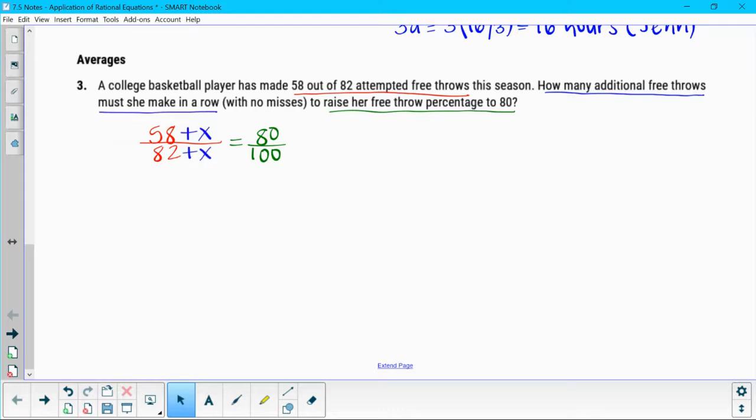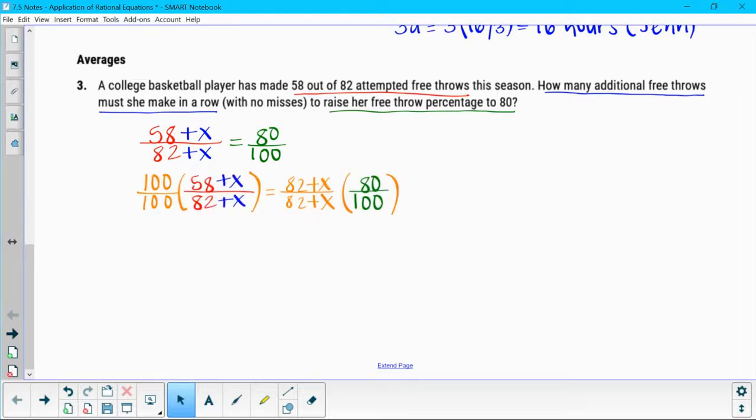So we're going to increase her numerator, but also because she's increasing the amount that she makes, we have to increase her attempts by the same amount. So I added plus x in the numerator and plus x in the denominator. Now that I have my rational equation set up, I'm going to approach it as we do every solving problem. I'm going to give it a common denominator, 100 on the top and bottom for my fraction on the left, 82 plus x on the top and bottom for the fraction on the right.